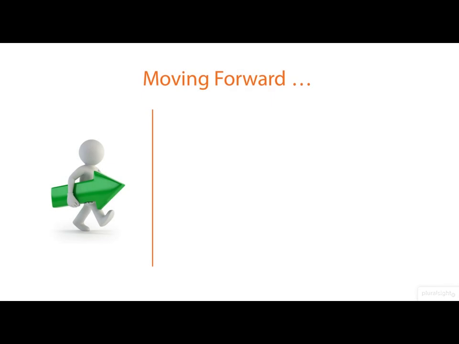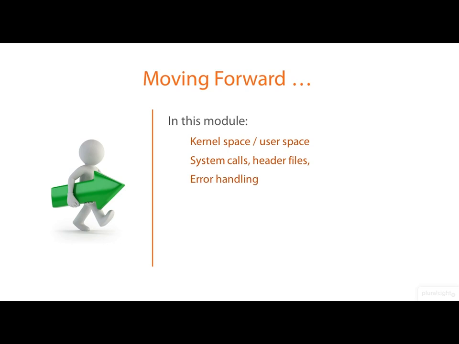We're at the end of this module now. In this module, we've looked at the distinction between kernel space and user space. We've seen what a system call is. We've understood the role of header files. We've seen how to handle errors in system calls. And we've looked at some of the differences between C and Python.